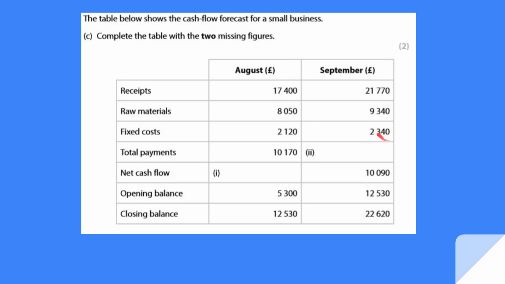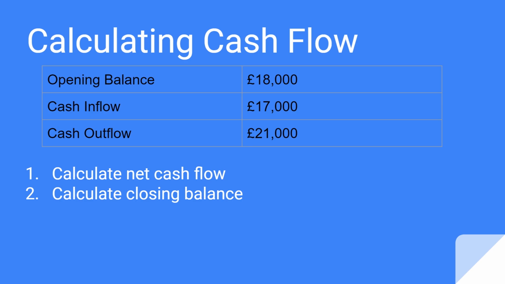There we go. Right, next one, we've got to work out our total payments. We can see we've got to add up these raw materials and add up the fixed costs there. That will give us our total payments figure. So go and get that done. Nice one. Right, calculating cash flow. What do we got here? So we've got cash inflow, we've got cash outflow. This is our receipts, this is our payments. So cash inflow is receipts, cash outflow is payments. This has gone down. You can see that the payments are greater than the receipts to a total of 4,000.